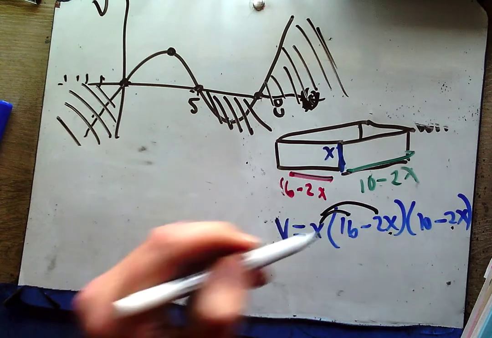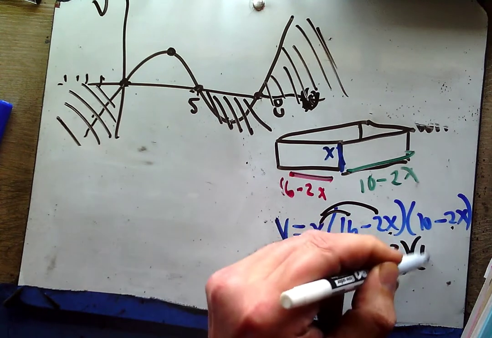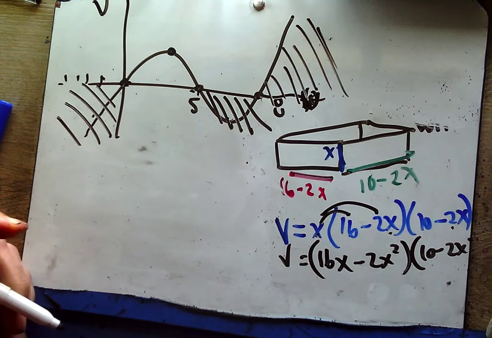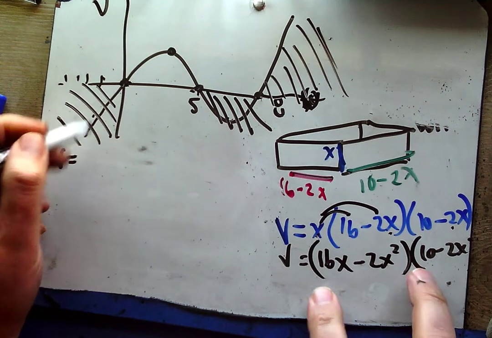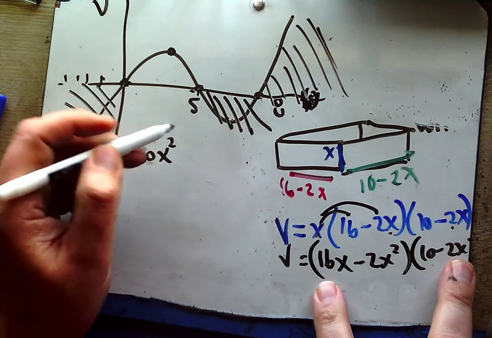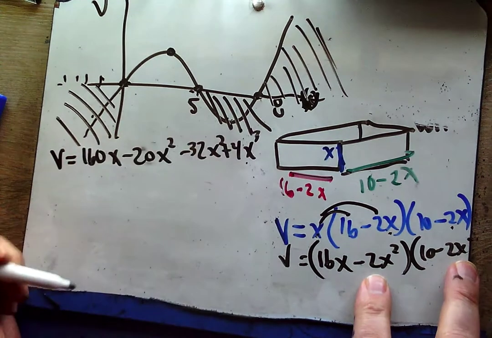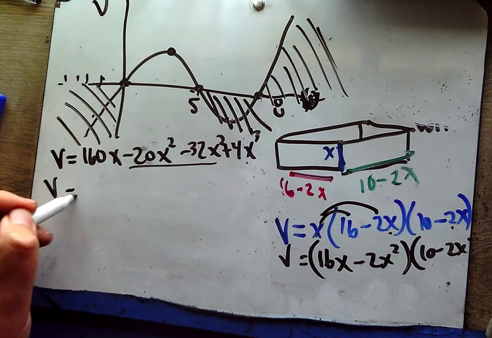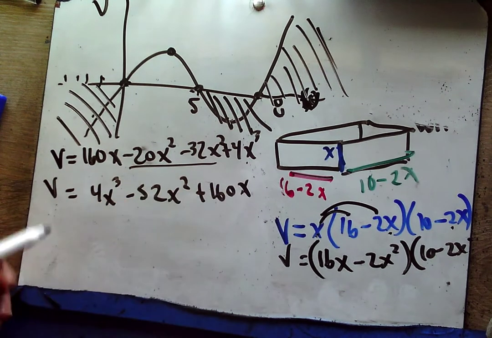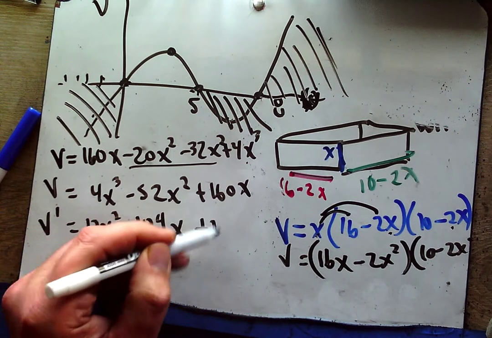Instead, I'm going to distribute that so that volume now equals x times (16 minus 2x)(10 minus 2x). Either at this point I'm going to use the product rule, or I'm going to FOIL. And I think I'm going to FOIL. So V equals 160x minus 20x squared minus 32x squared plus 4x to the third. Combine some of the terms. V equals 4x to the third minus 52x squared plus 160x. Take the derivative. 12x squared minus 104x plus 160.